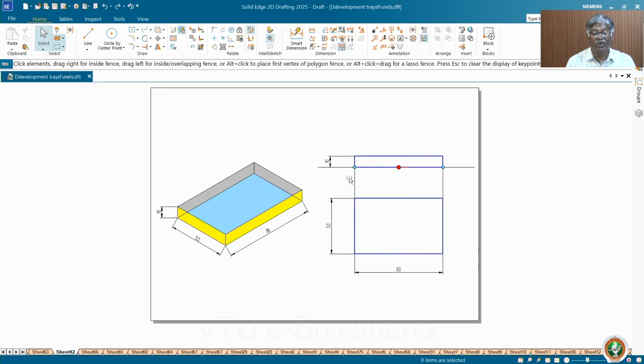Now we have 10 mm height and then the base is 80 by 50. Okay, this is what it looks like. It is normally used to serve something in restaurants, and also in industries they use it to carry some components, especially the cylindrical components, so that they do not roll. So like that you have many applications in industries of various types.